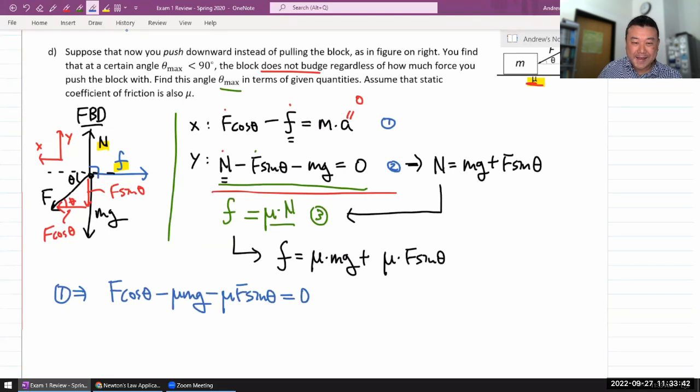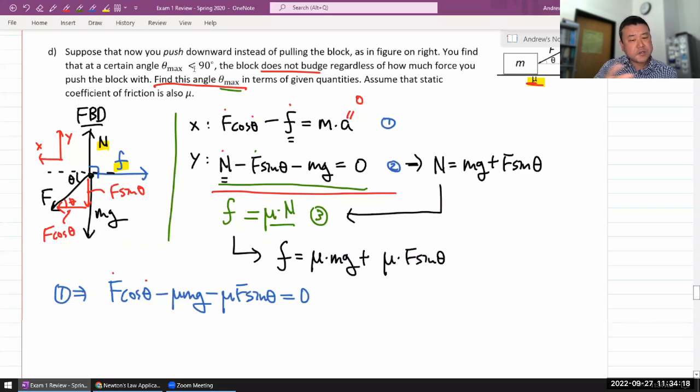Now the trouble that I was identifying was I forgot to count an unknown, theta. I don't know theta because we are looking for angle theta, so it's an unknown. So it might look like we have one equation and two unknowns, and that is right. And this is where I think it helps to think a little bit, because what the question is saying is that the block does not budge regardless of how much force you push the block with.